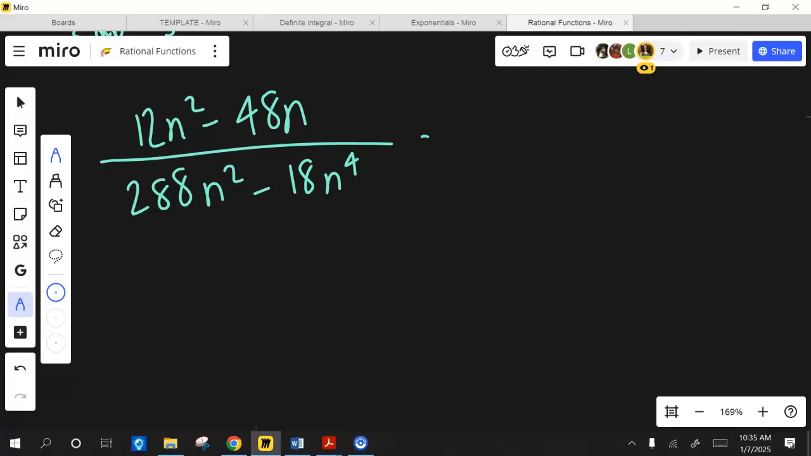I'm going to take off the top, I'm going to take out a 12n. It's going to leave me with n minus 4. Most of you have got to that point, right? On the bottom, I'm going to take out an 18n squared. What's left when I take that out? 16 minus.